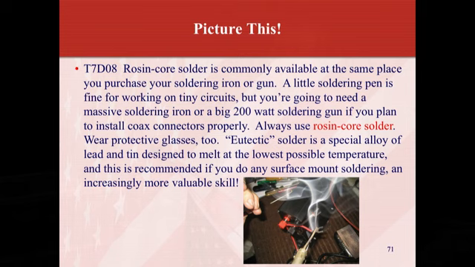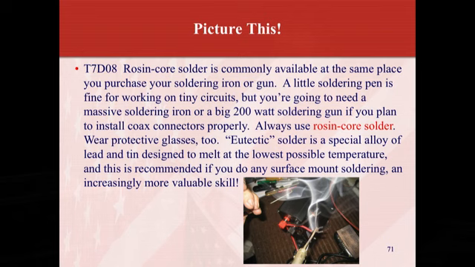Rosin core solder is commonly available at the same place you purchase your soldering iron or gun. A little soldering pen is fine for working on tiny circuits, but you're going to need a massive soldering iron or a big 200-watt soldering gun if you plan to install coax connectors properly. Always use rosin core solder.